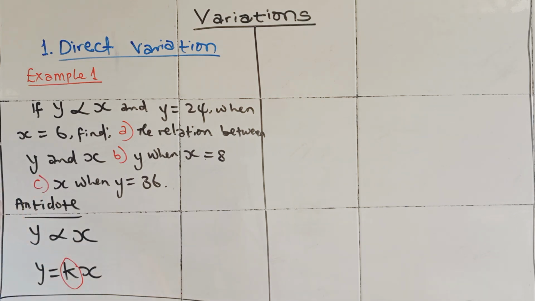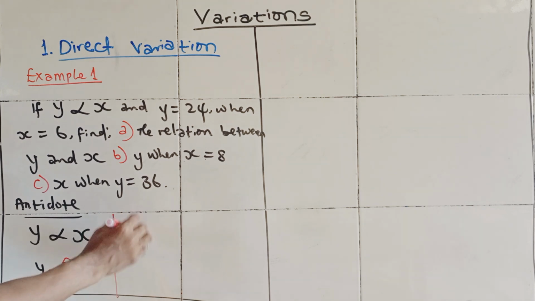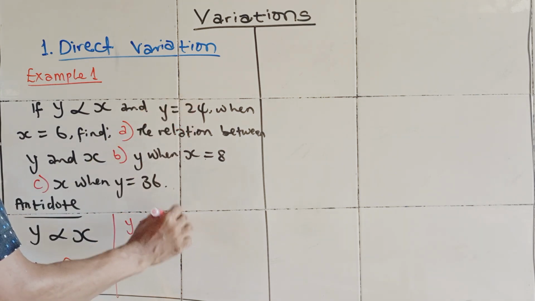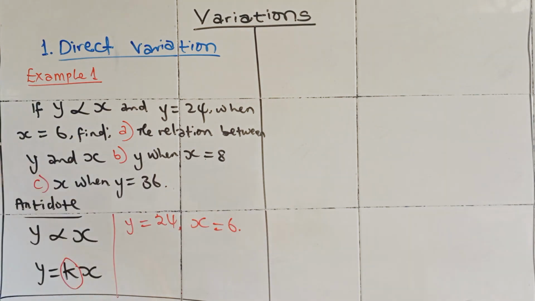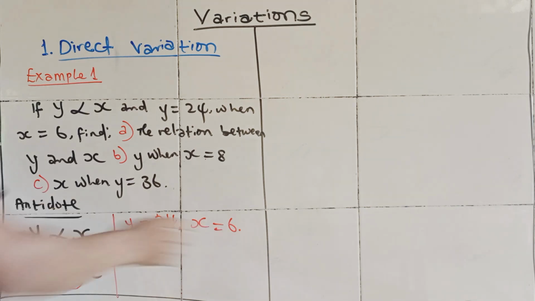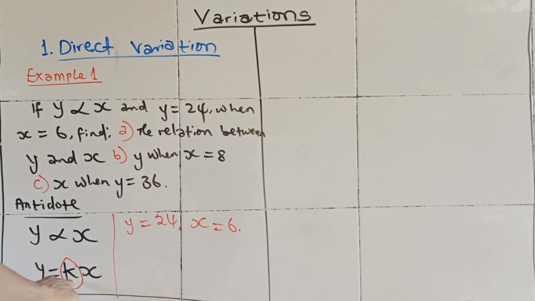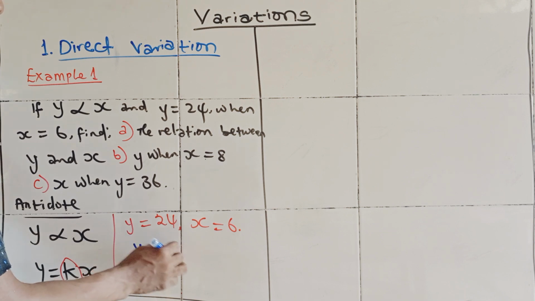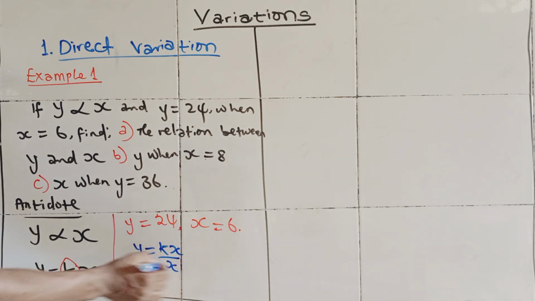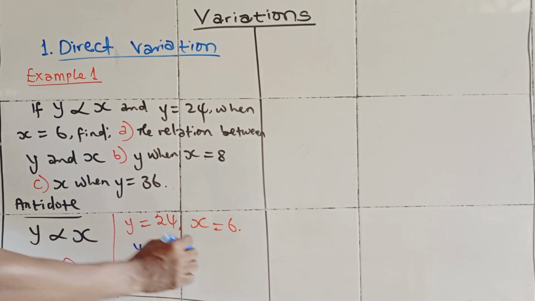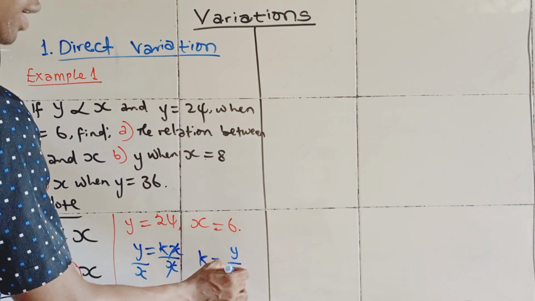So now when we solve, Y is equal to 24, X is equal to 6. You see it? So the constant K is what we're going to look for now. And to look for K, we have to make K the subject of the formula. We have Y is equal to KX. So we want to make K the subject of the formula. We divide both sides by X. So X cancels X, and K is equal to Y over X.